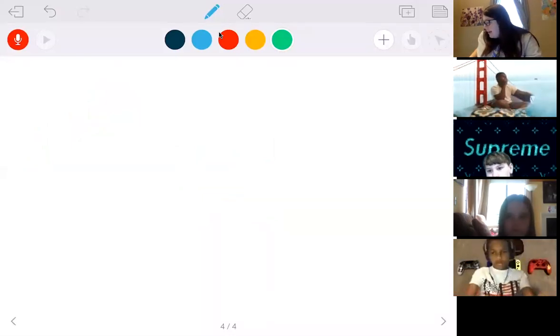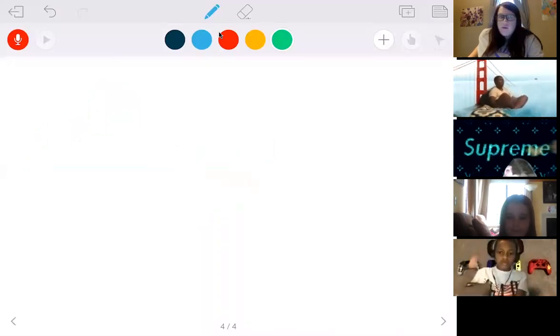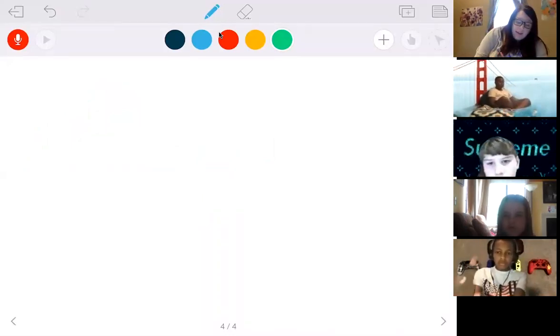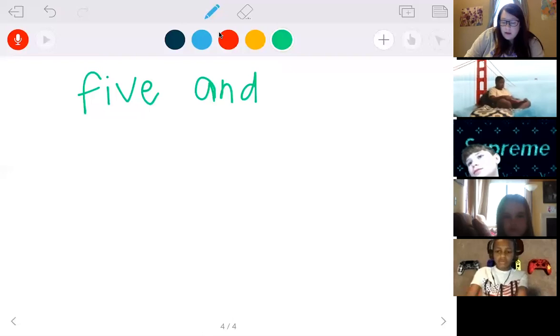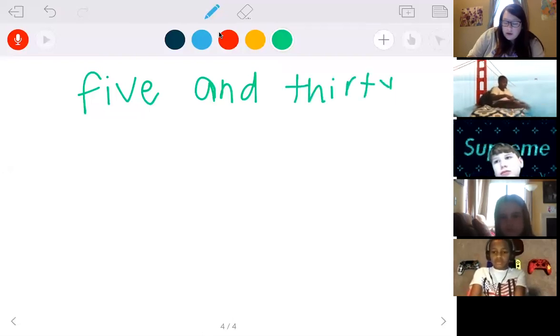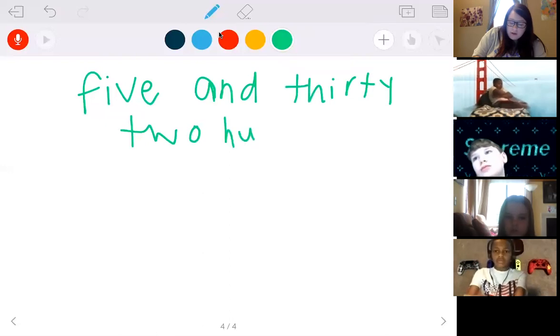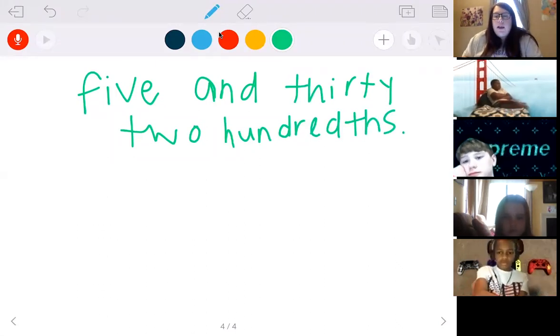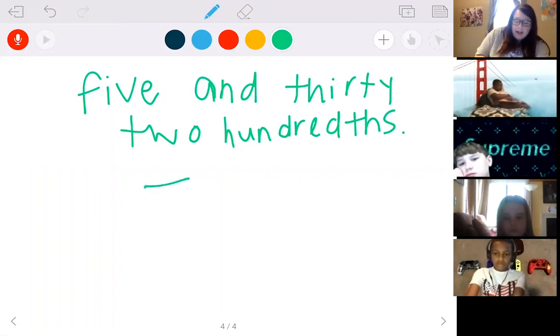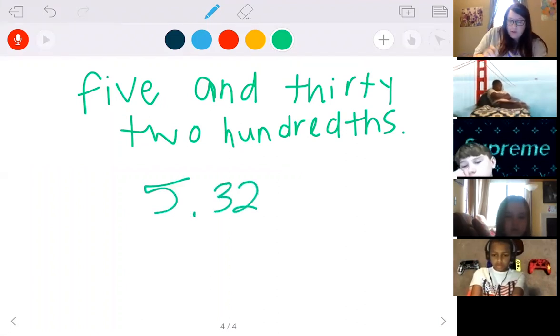So if you look at standard form, it's just putting it in words. So if I give you one like 5 and 32/100ths in word form, and I ask you to put it into standard form, you would say 5, and means a decimal, so I put a decimal, 32/100ths. Okay, so that's all you do.